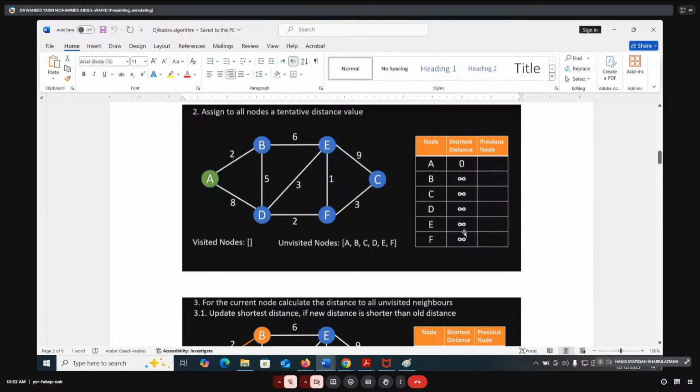Now I compare between the nodes. For the current node, calculate the distance to unvisited neighbors, and update the shortest distance if the new distance is shorter than the old distance. So from A to B is 2. So here B's shortest distance is 2. What is the previous node? A. So here I will update this one, B to A.